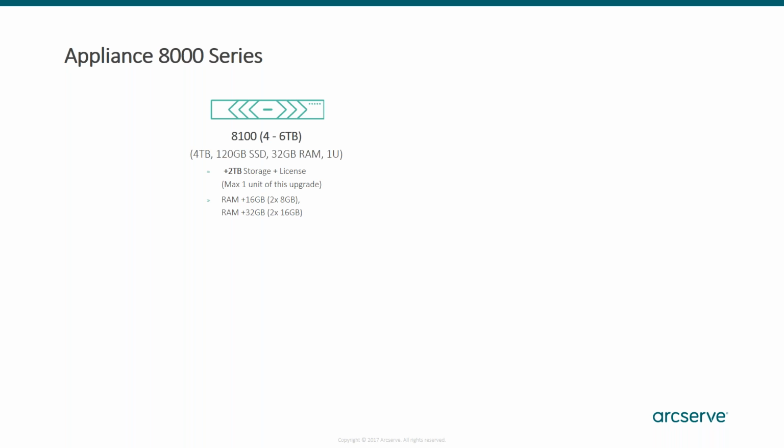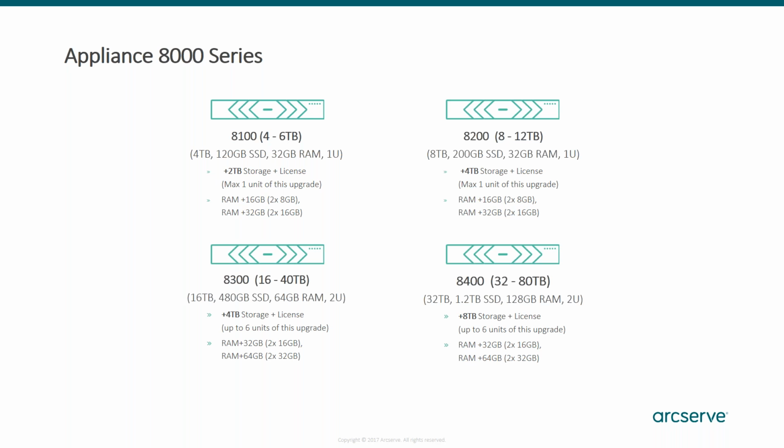On the subject of our appliances, we recently came out with our 8000 series appliance. This is an update to our appliances. What's nice about these is we've kind of simplified things. We have 4 appliances. I'm not going to go through them one at a time. I'm going to bring them all up on here, and we'll look at them all at once. The 8100, for instance, starts at 4 terabytes and it scales up.